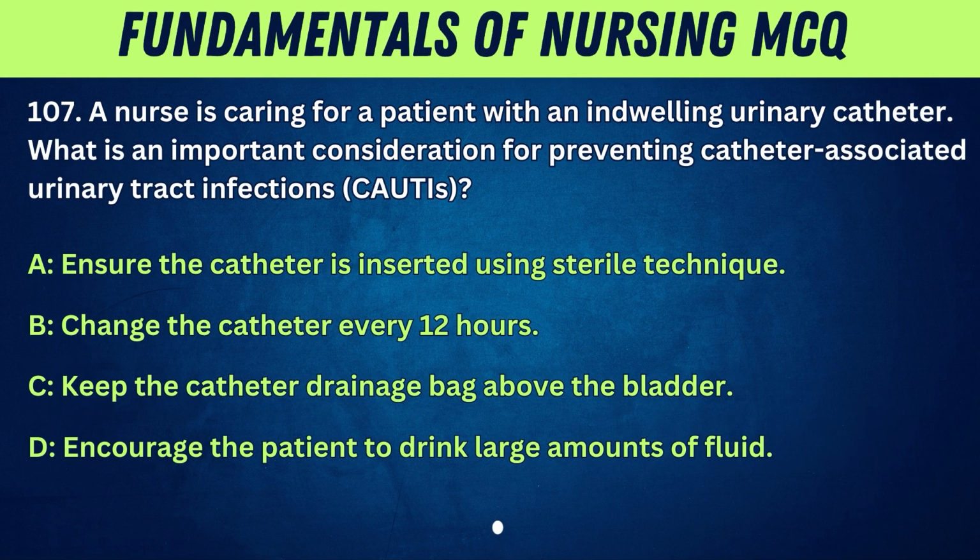107. A nurse is caring for a patient with an indwelling urinary catheter. What is an important consideration for preventing catheter-associated urinary tract infections, CAUTIs? A. Ensure the catheter is inserted using sterile technique. B. Change the catheter every 12 hours. C. Keep the catheter drainage bag above the bladder. D. Encourage the patient to drink large amounts of fluid.